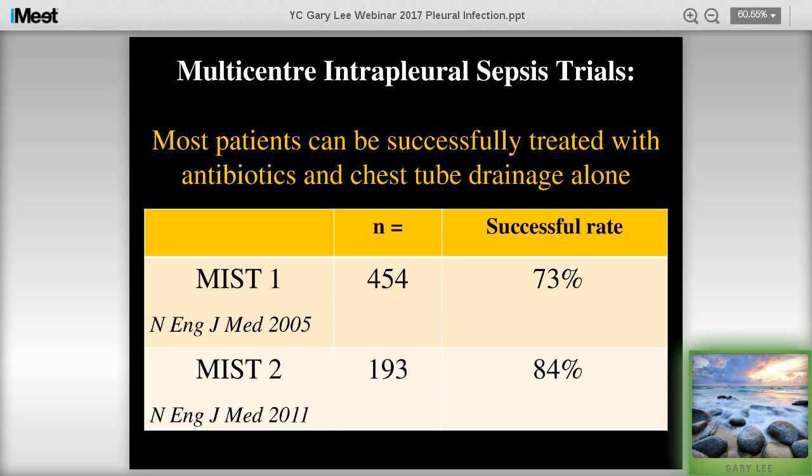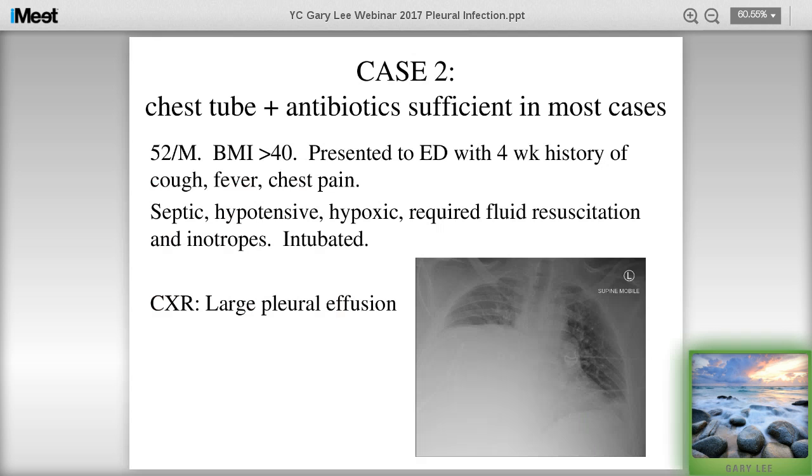So very often in large clinical trials, the academics would tell you that a lot of information can be gained from looking at the control group. So the multi-center intrapleural sepsis trial 1 and trial 2 were two large randomized trials published in the New England Journal. And if you look at the control group of both trials, which is the group that was just treated with antibiotics and chest tube drainage, you can see that 73 to 84% of these people were successfully treated without requiring any additional therapy or surgery.